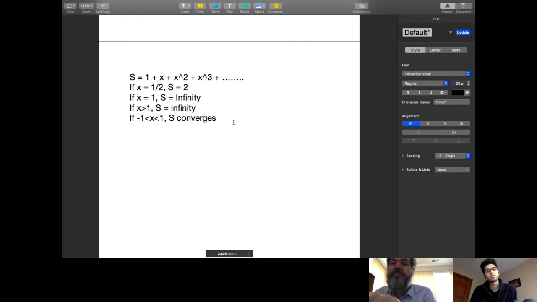Now, just think about what happens if I take x to be -2. It will not converge because it will be 1 -2 plus 4 -8 plus. You see, it doesn't converge to anything. Okay, it will oscillate. Good. It converges, but it converges to what?